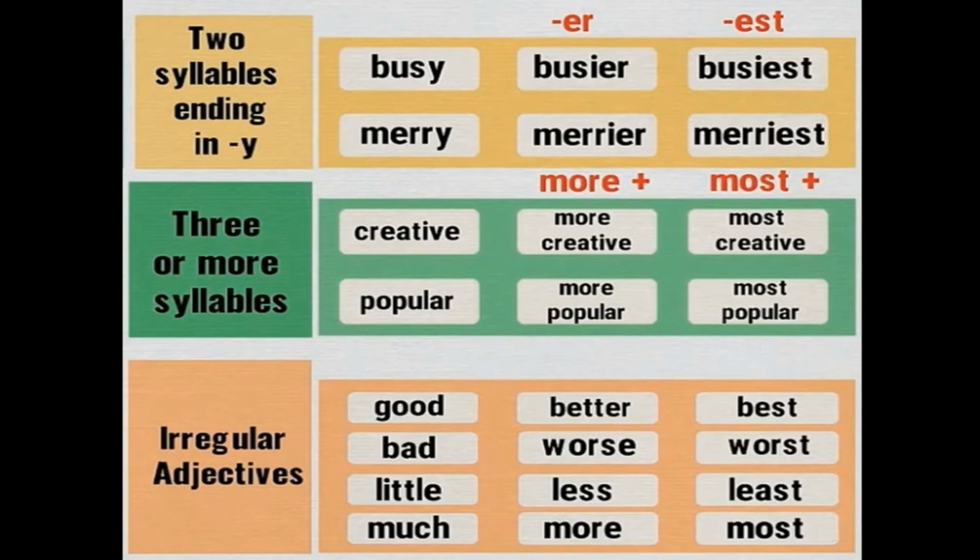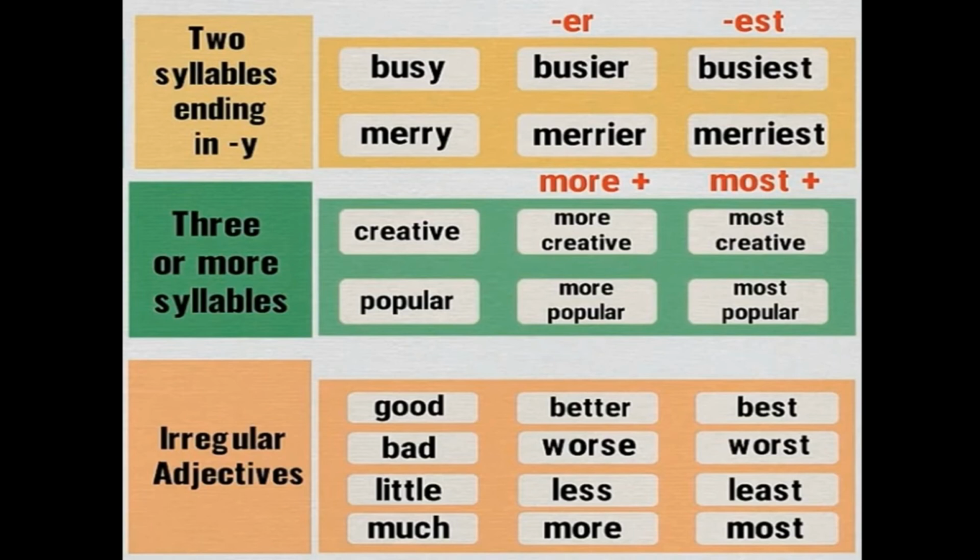We use two syllables ending in y. بتنتهي بواي يا شباب. Busy. بنحول الواي لايه؟ ل I. Busier, busier than. Merry, merrier than. In superlative the busiest, the merriest.